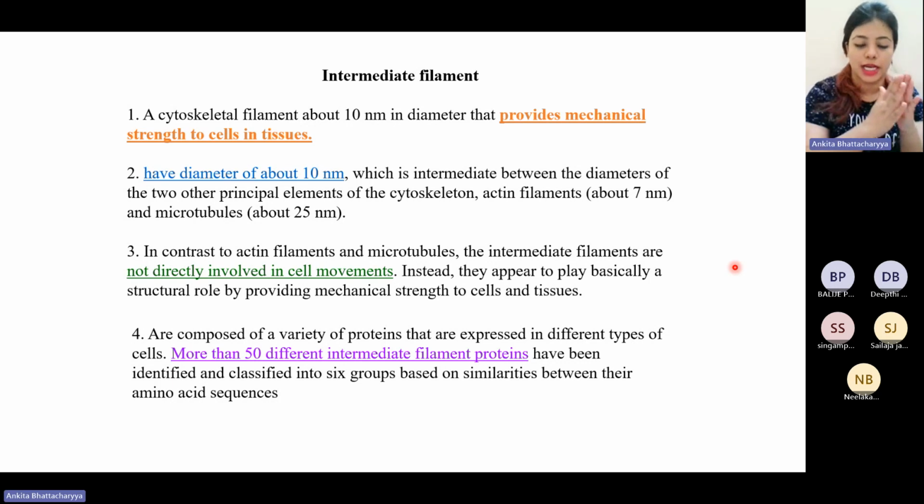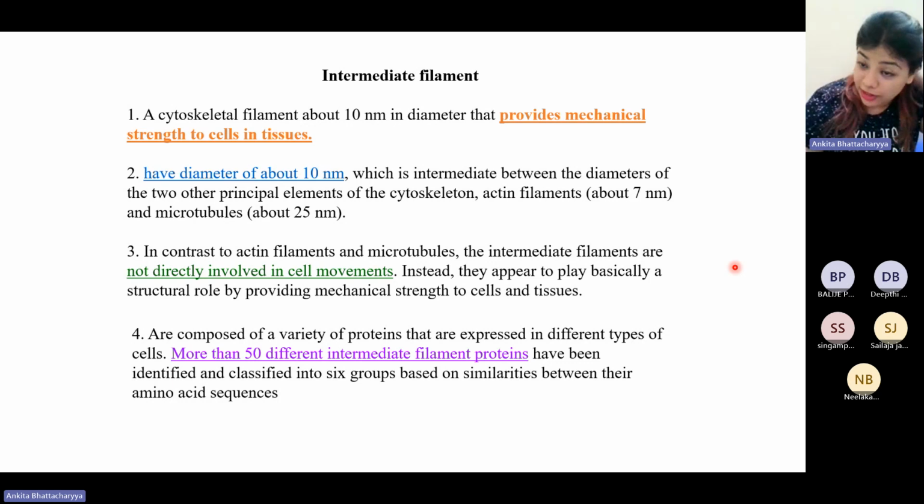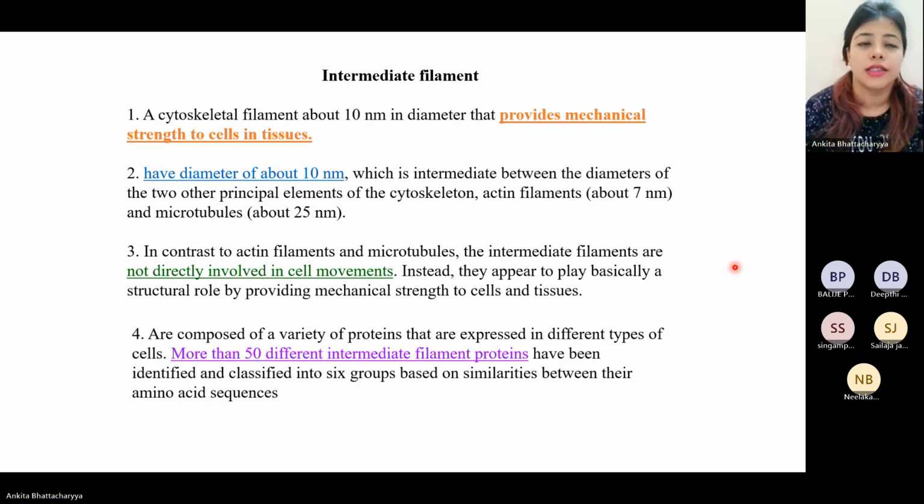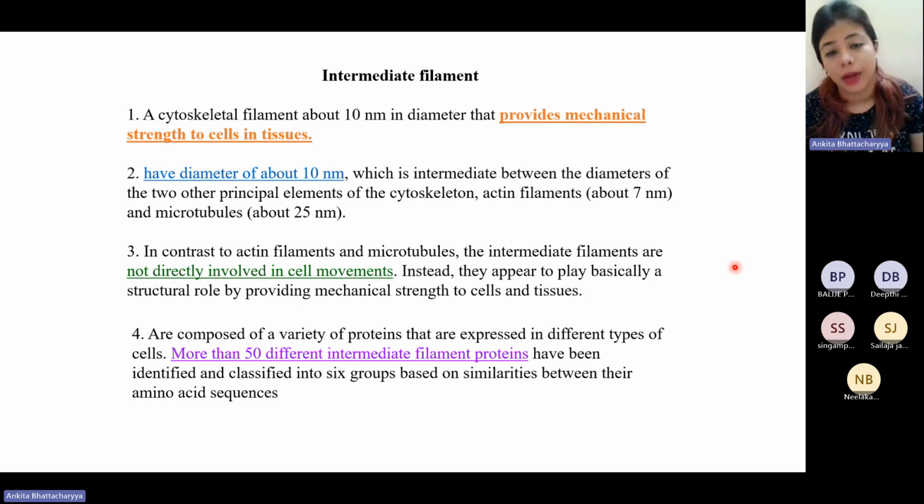So if you remember, there was a comparative table in the previous week slides as well. So you have thicker, intermediate, and thinner filaments, and their nomenclature has also been done in a similar manner. Then we're talking about the third point. So in contrast to actin filaments and microtubules, intermediate filaments do not play any major role in any sort of cell movement.